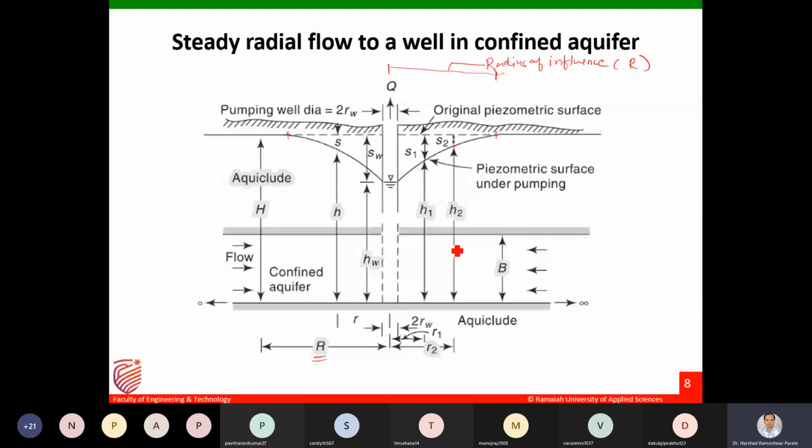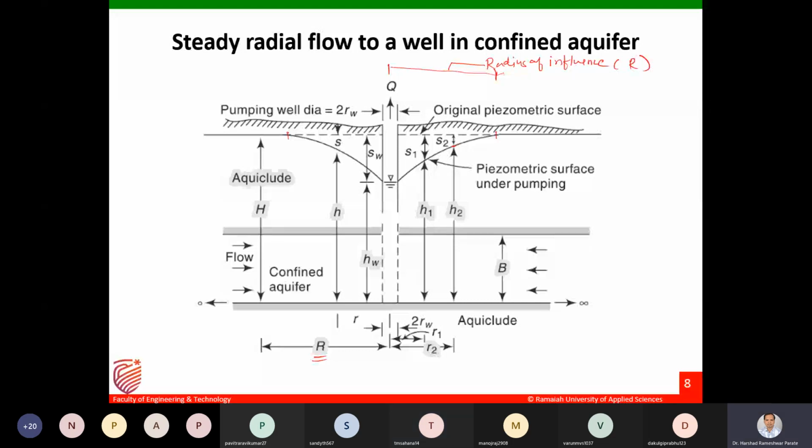Now we'll start discussing the derivation. Anyone has any doubt in understanding this part? No, sir. So it's clear.